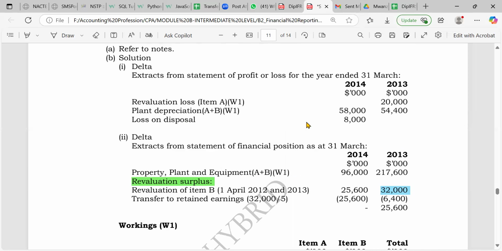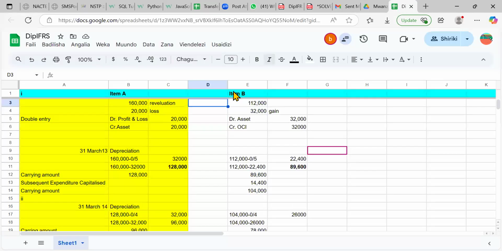So that's good. That's why you can say, okay, that's fine. Now, when we go to PPE, property, plant, and equipment, you can see your figure, because if you go back here, we had two carrying amounts, right? The first one was 128, and the second one was what?